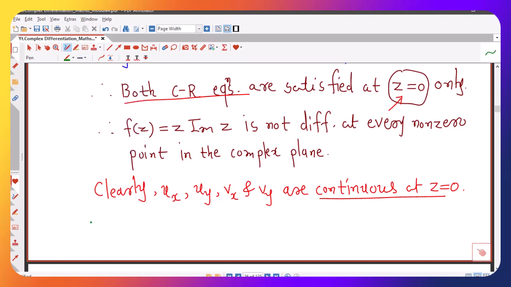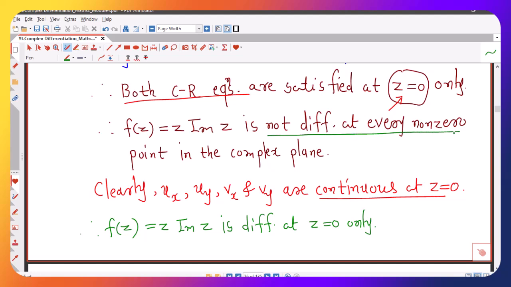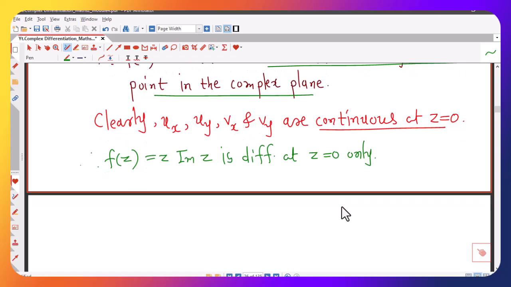Therefore, the function is differentiable at z equal to 0. Therefore, f of z equal to z times the imaginary part of z is differentiable at z equal to 0 only, because now we know that the function is not differentiable at every non-zero point.